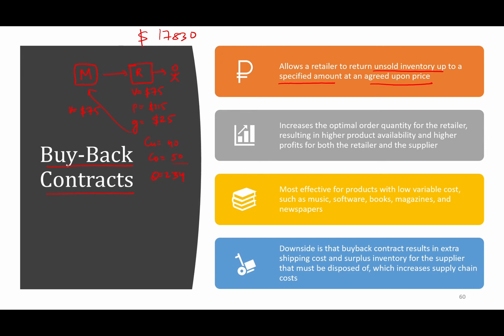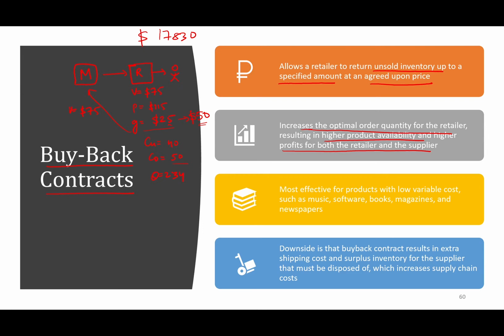Now, as soon as the salvage value increases from 25 to, let's say, 50, what happens? The retailer was losing $50 earlier and now it's only going to lose $25. So it will intuitively start ordering more. So it increases the optimal order quantity for the retailer. And if that happens, then the product availability would also be higher for the consumers, and it would mean higher profits for both the retailer and the supplier.